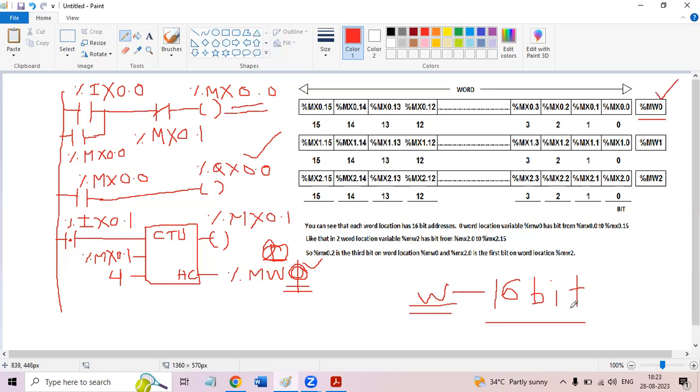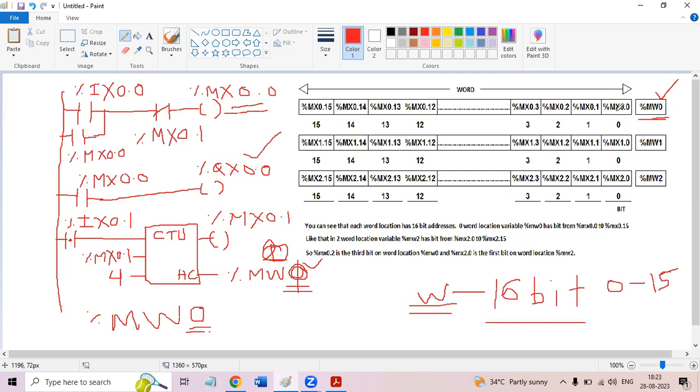See, one word is equal to 16 bit. Bit means what? 0, 1, 2, 3, 4, up to 15, correct? This is the word, 16 bit. 16 bit means 0 to 15. So if I take percentage MW0, this MW0 is the 0 word location. MW1 is the 1 word location, MW2 the 2 word location. So MW0 will have 16 bits, 16 flags.